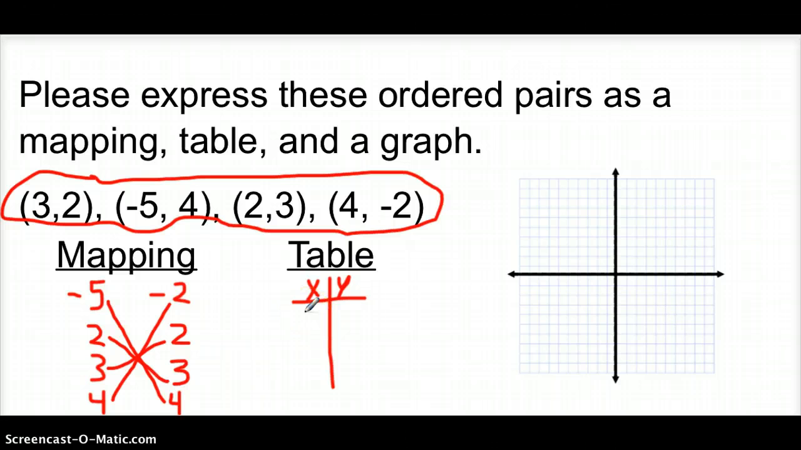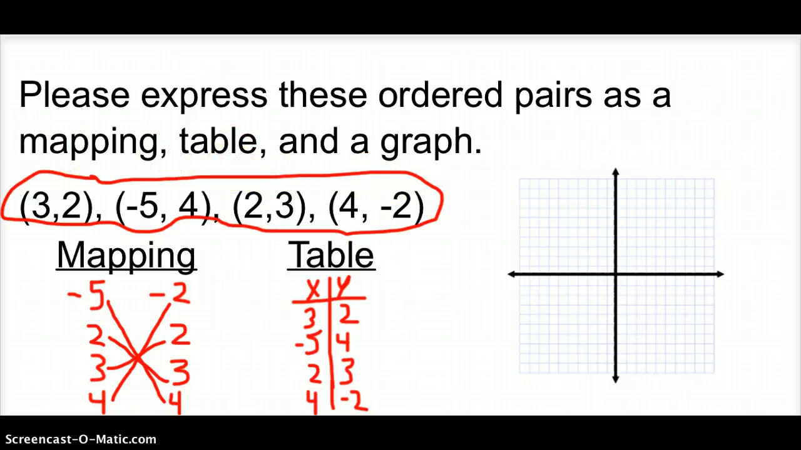Here, if X is 3, the corresponding Y value is 2. If X is -5, the corresponding Y value is 4. If X is 2, the corresponding Y value is 3. I'll extend this down a little bit more, and if X is 4, the corresponding Y value is -2. All of these show different ways of representing these various coordinate pairs. And again, remember, a set of coordinate pairs is a relation.